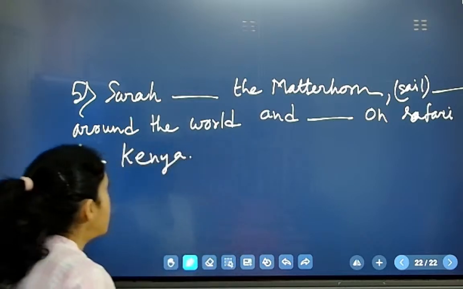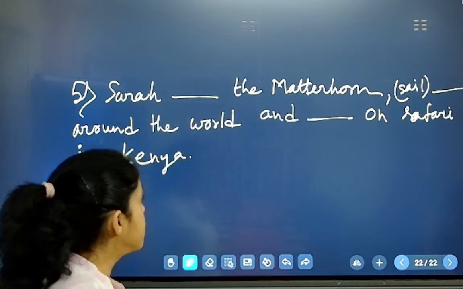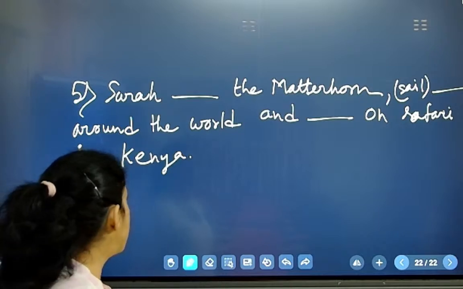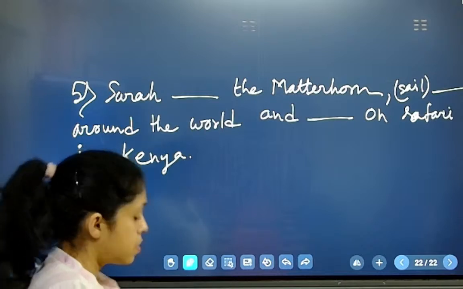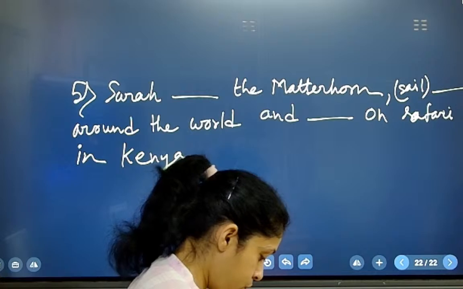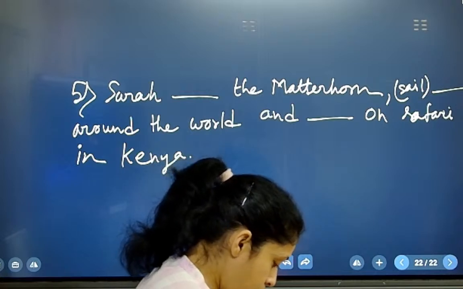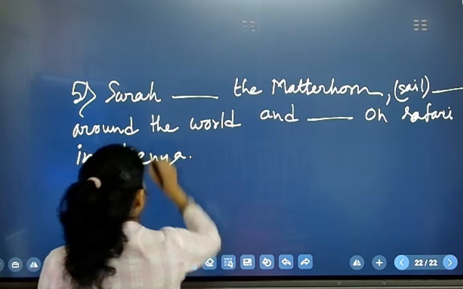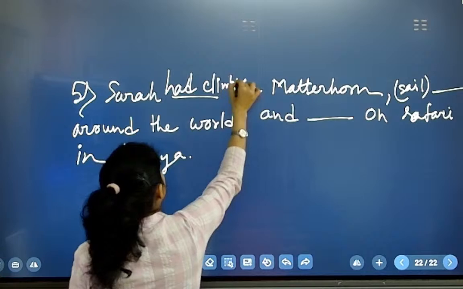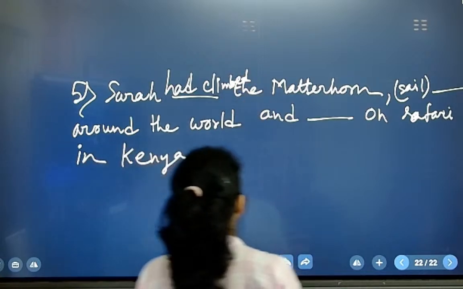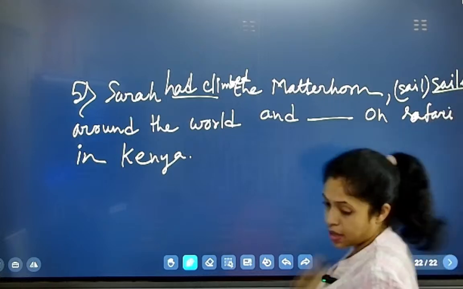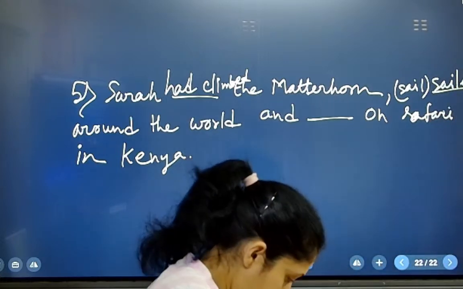Sarah dash Matterhorn dash around the world and dash on safari in Kenya. What is the first word? Sarah climbed. Here it will be Sarah had climbed the Matterhorn, then sailed around the world. Then next one, last one, what?